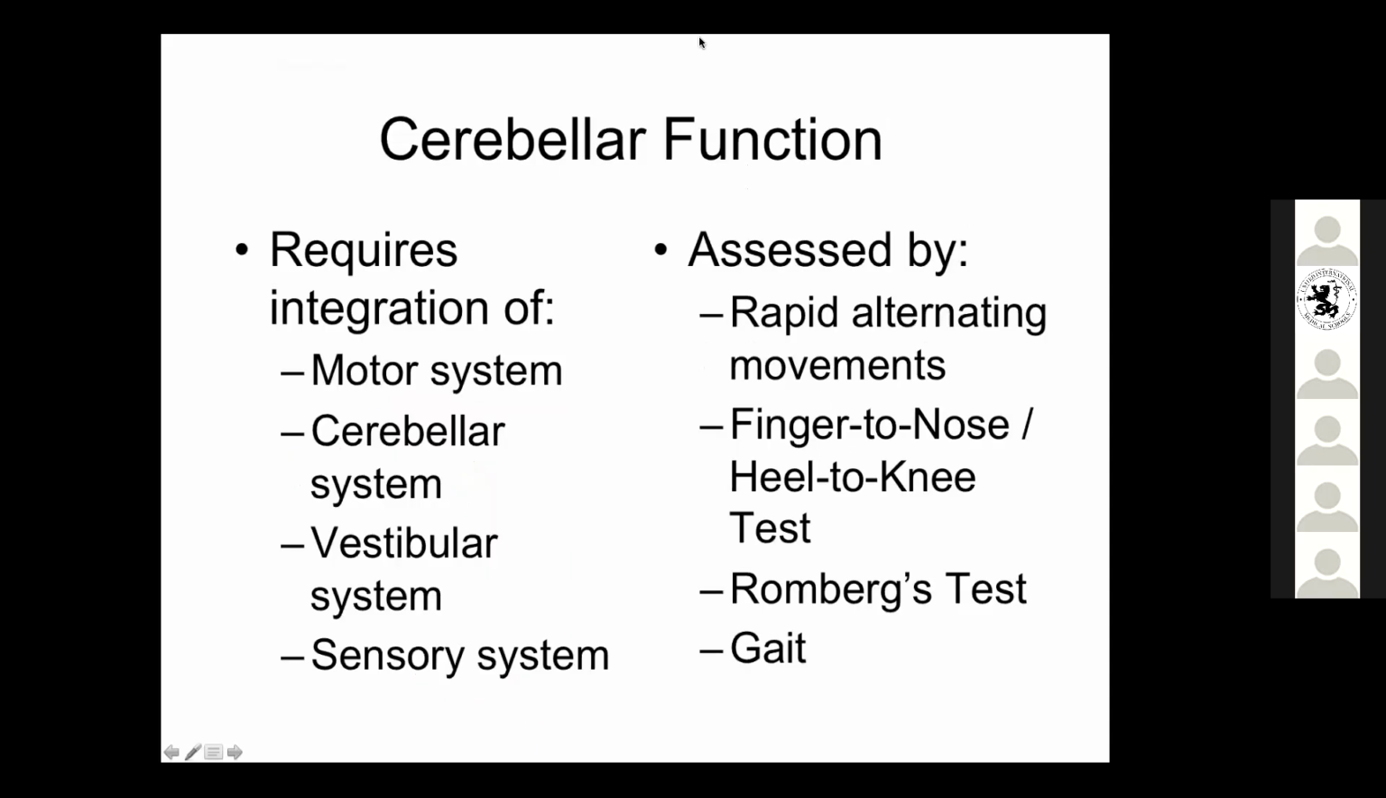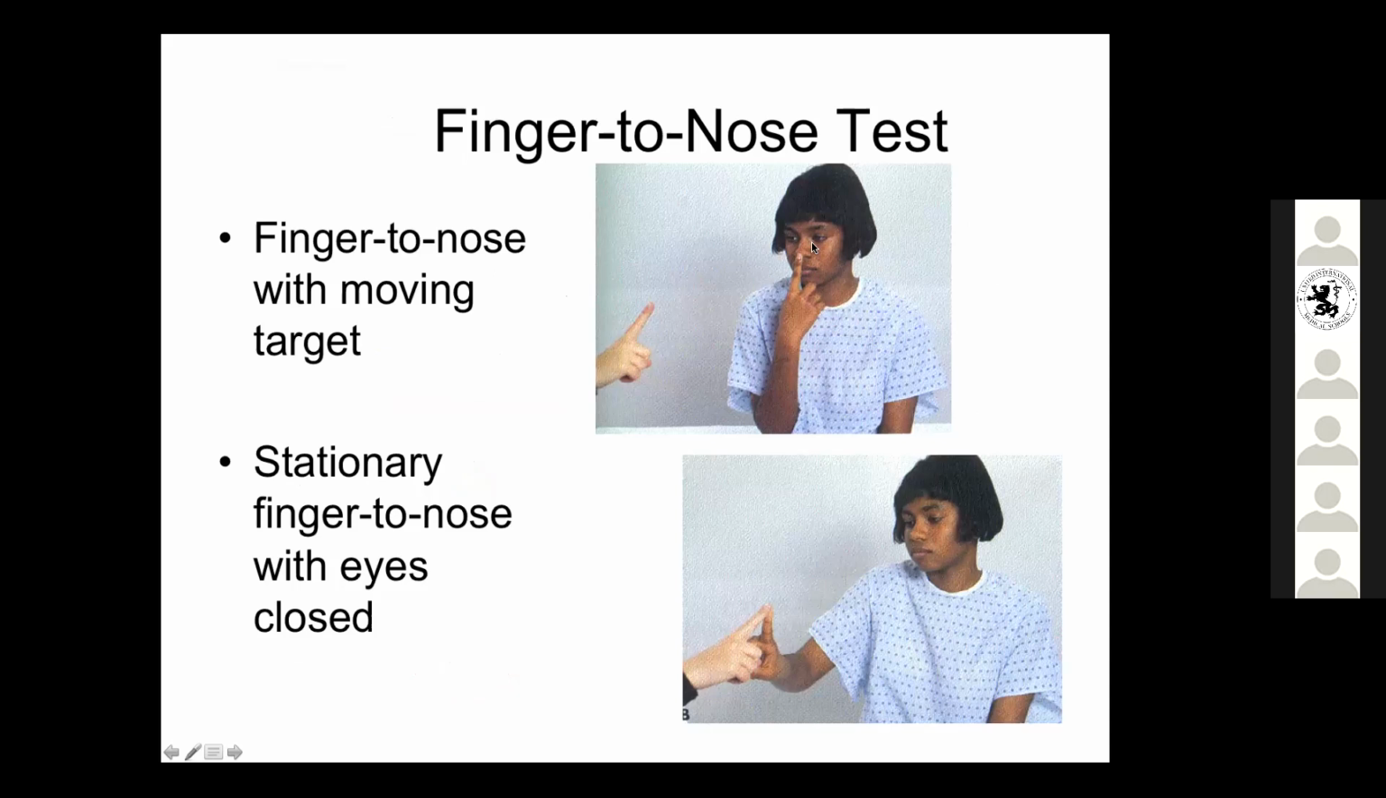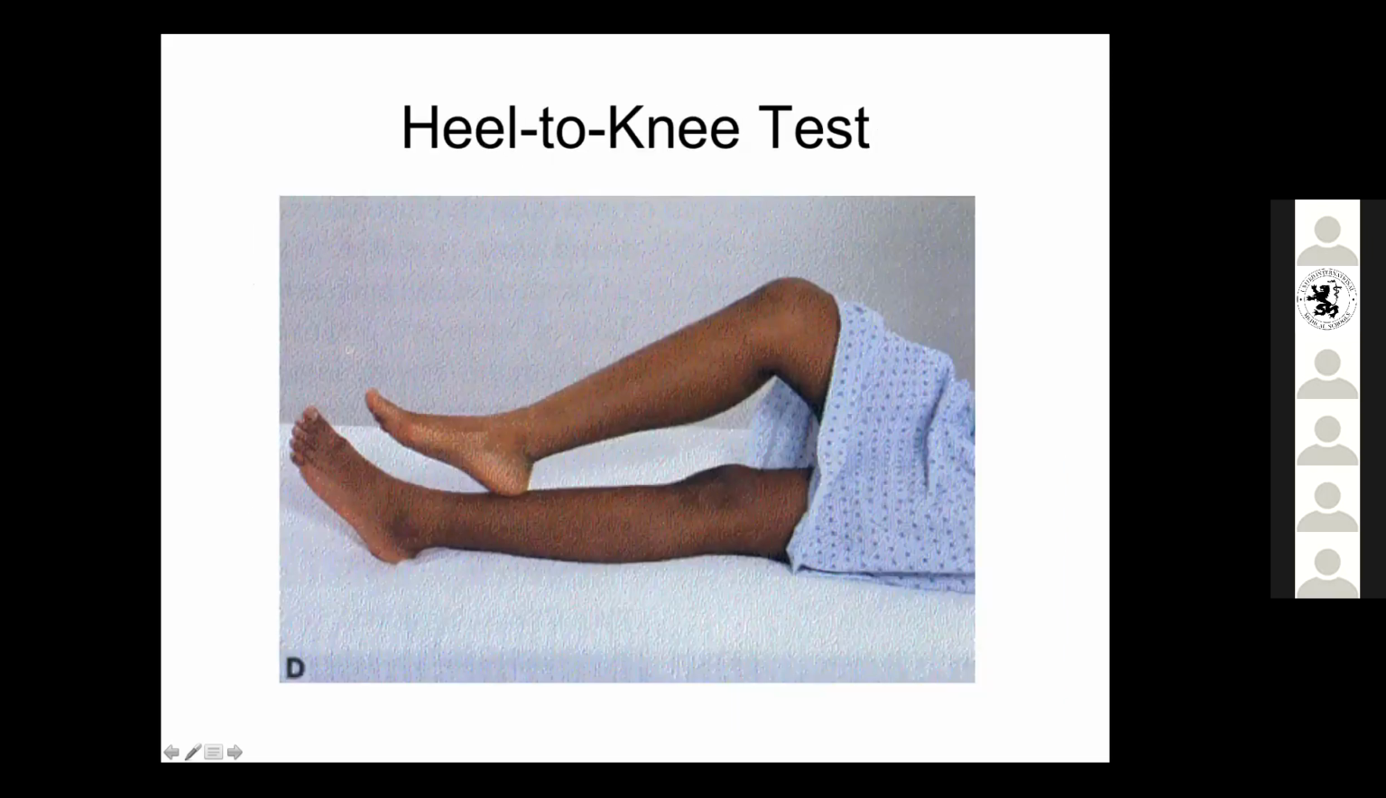Now moving on to the cerebellar function. The cerebellum is responsible for coordinating our movements, the motor function, the vestibular system, and also our gait. So there are several tests for the cerebellar function, which include the finger to nose test. You ask the patient to move their finger from their nose to your finger, and you look if they overshoot or if they miss.